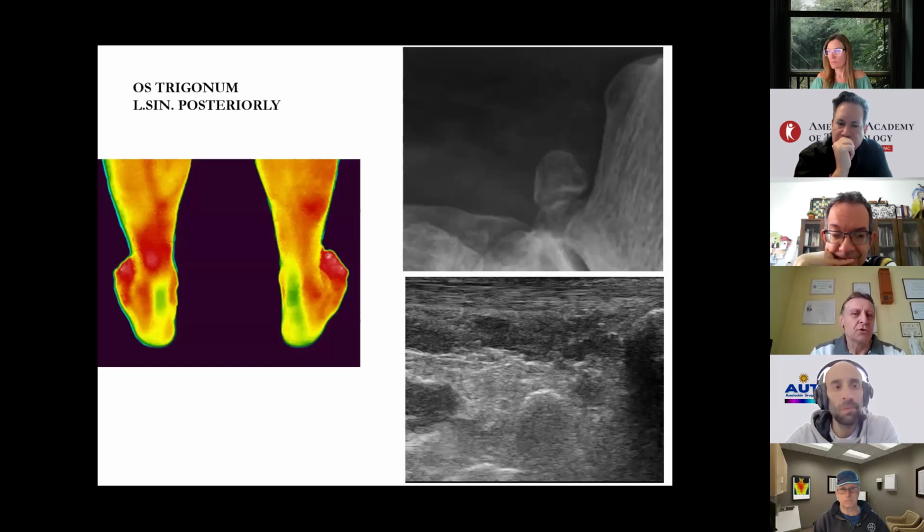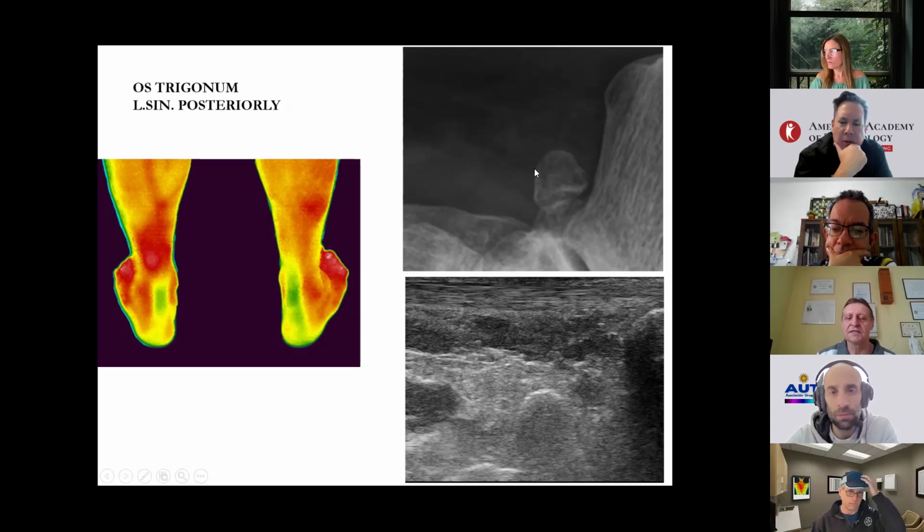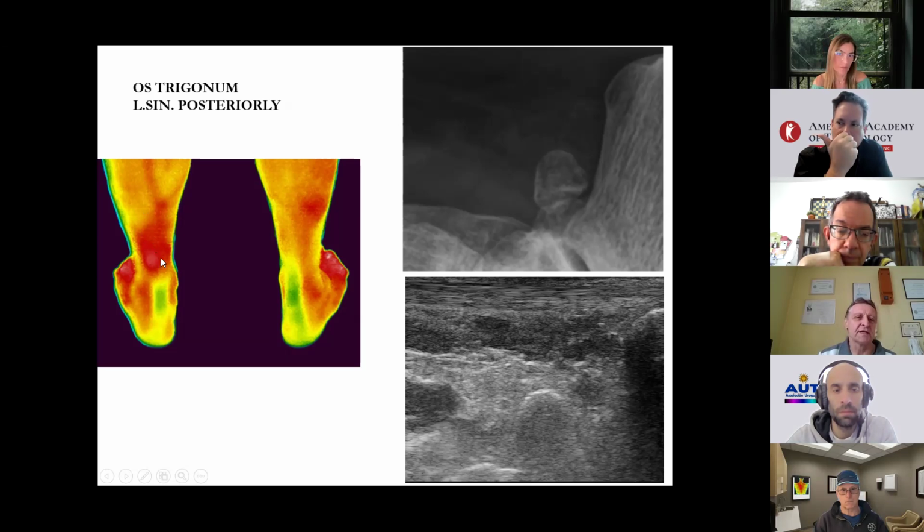I will start with the posterior part of articulatio talocruralis. On these pictures, on X-ray and sonography, we can see a supernumerary bone on the posterior part of the ankle joint. It is os trigonum, which is under the Achilles tendon. This os trigonum could cause pain in some cases. On thermography, in this painful case, we can see increased temperature activity at the site of the os trigonum.